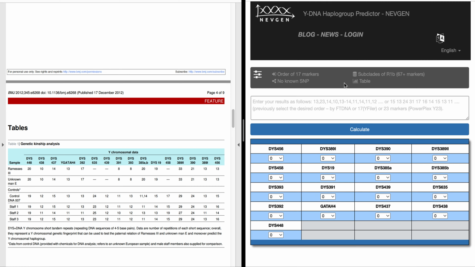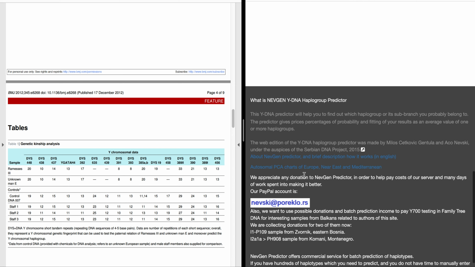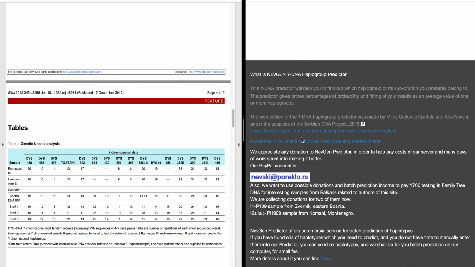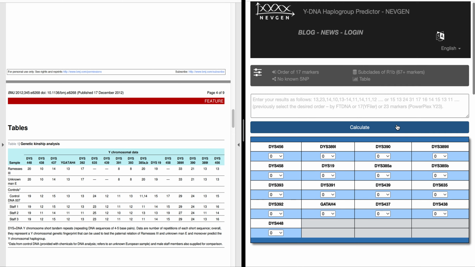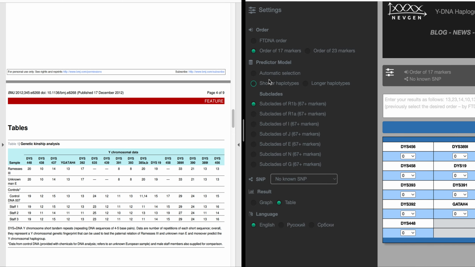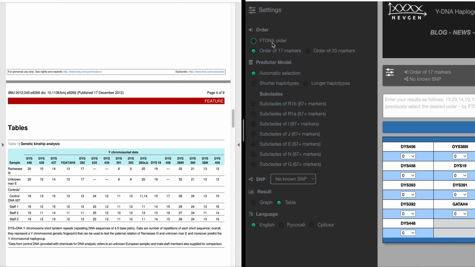Alright, and this is where you can find that information about the NevGen predictor and a brief description of how it works in English. Alright, so let's go ahead and get started with entering Ramesses III's STR markers, Y-STR markers. And alright, so this is how I have it set up.